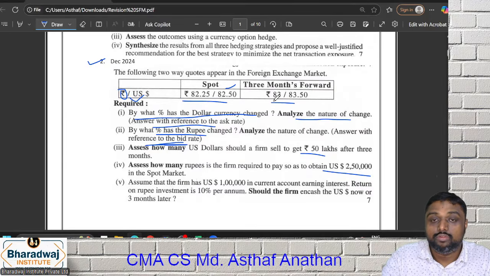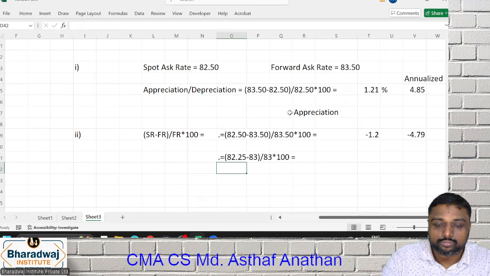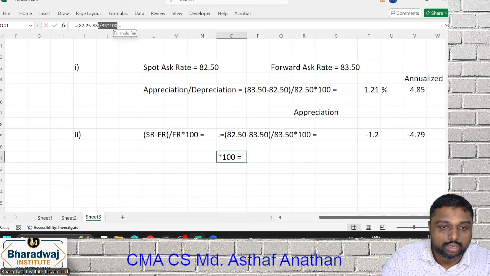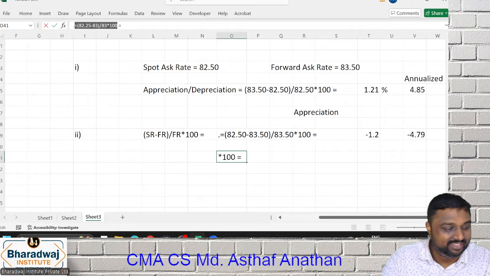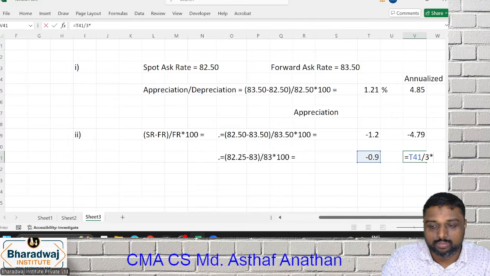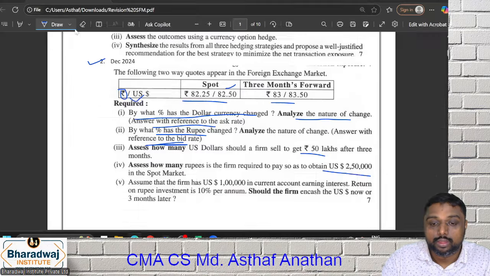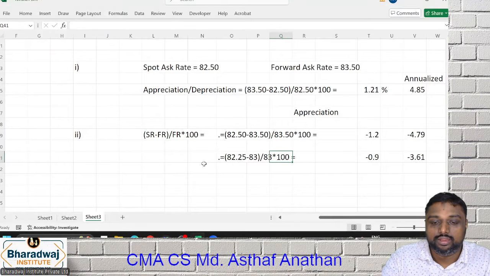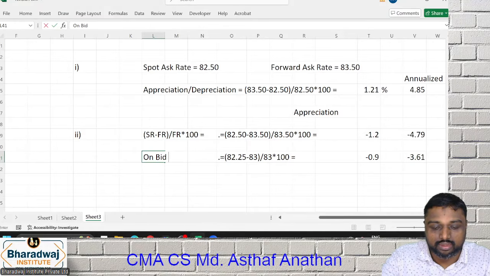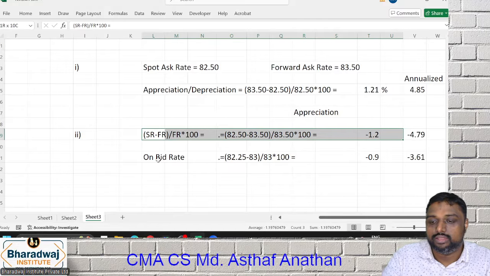minus our forward rate, which is 83, divided by 83 into 100. Because when it is an indirect quote, the ulta perspective will change. This is for 3 months. This will be for 12 months. The question is asking only for the bid rate perspective, so this is on bid rate. Since it is specifically bid rate, you can eliminate this one also.